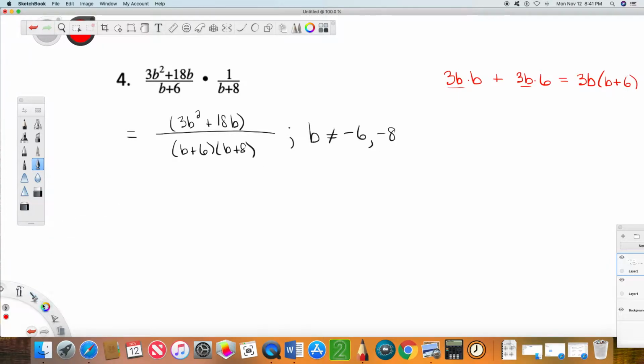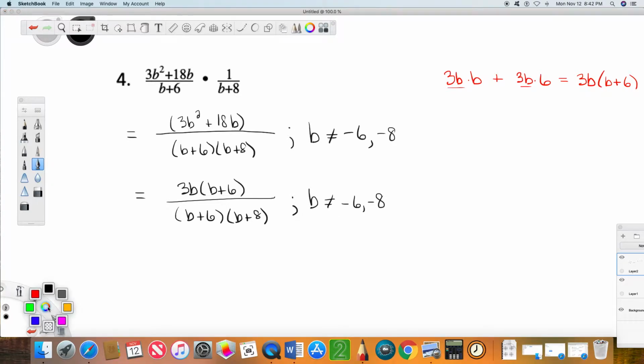So let's come back over here and see if that does anything for us. In the numerator, I have 3 times b times a quantity, b plus 6. And in the denominator, I have a b plus 6. So these are common factors, and they divide to 1. We say that they cancel. So b plus 6 divided by b plus 6 is just 1. So in my numerator, I now have 3b, and in the denominator, b plus 8.